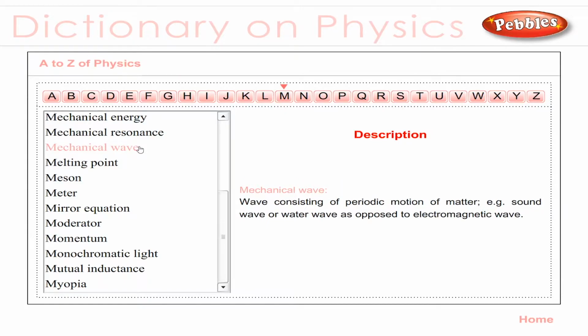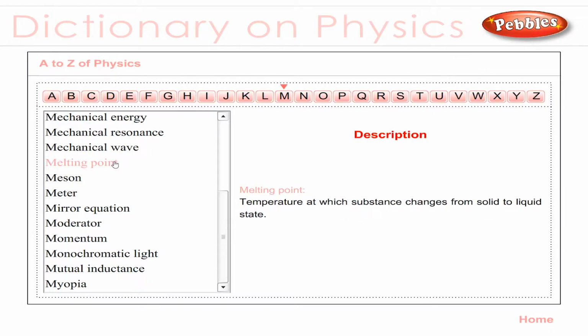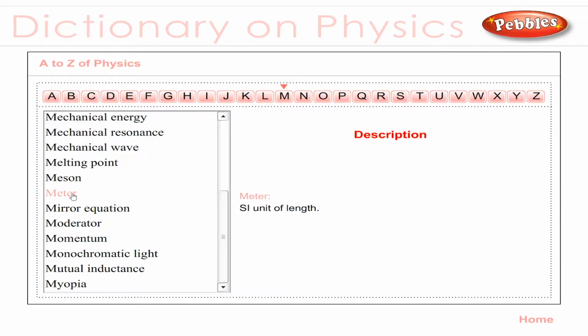Mechanical wave. Wave consisting of periodic motion of matter, for example, sound wave or water wave, as opposed to electromagnetic wave. Melting point. Temperature at which substance changes from solid to liquid state. Meson. Medium mass subatomic particle consisting of combination of a quark and antiquark. Meter. SI unit of length.